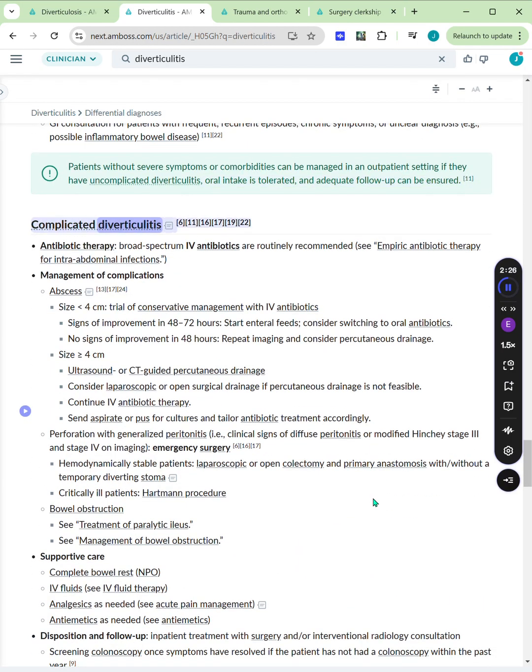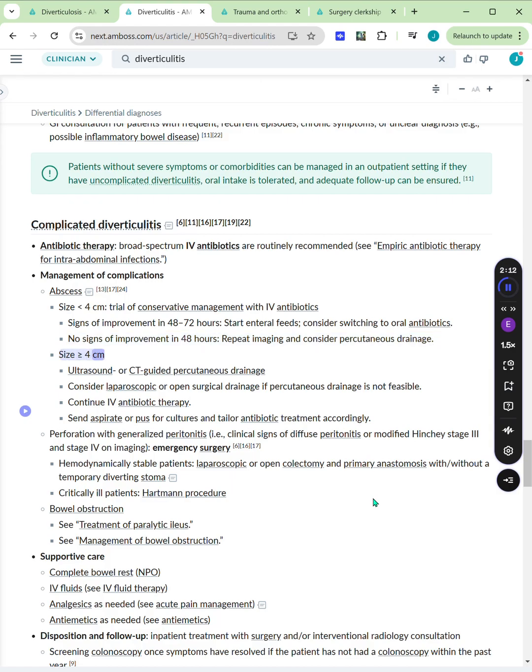Complicated diverticulitis: routinely recommended empiric antibiotic therapy for intra-abdominal infections. Management of complications. Abscess smaller than 4 centimeters: trial of conservative management with IV antibiotics. Signs of improvement in 48 to 72 hours: start enteral feeds and consider switching to oral antibiotics. No signs of improvement in 48 hours: repeat imaging and consider percutaneous drainage.